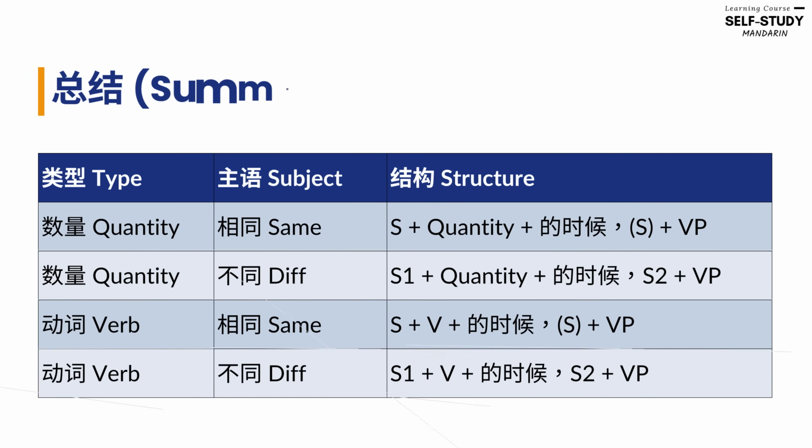To wrap things up, let's look at this summary chart. As you can see, whether you are using a quantity like age or a verb, the golden rule remains the same. 的时候 always comes after the time or action. And remember to pay attention to whether your sentence has the same subject or different subjects, so you know exactly where to place them. Feel free to pause this video and take a screenshot of this summary chart for your notes. That's all for today's lesson on 的时候.